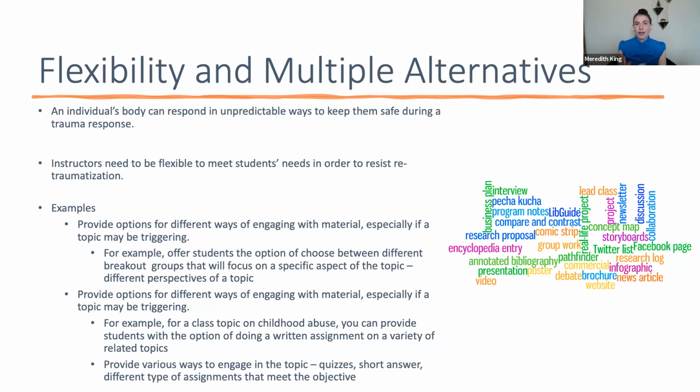But an individual, right? When Beth started, she talked about how we are all individuals and we interact with this and come to it, even if it's a larger trauma, in different ways. An individual's response can be really unpredictable. And so we need to be flexible as instructors to meet needs and not re-traumatize our students. And again, it's really hard to know what students' triggers are. You're not going to be able to get a list.